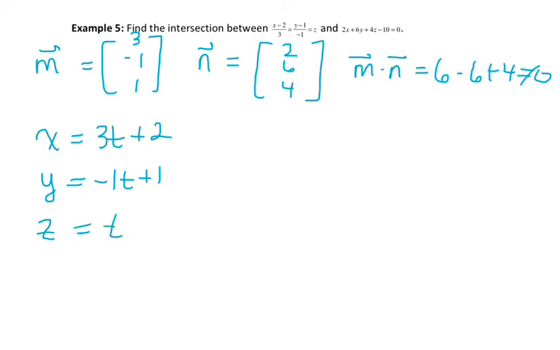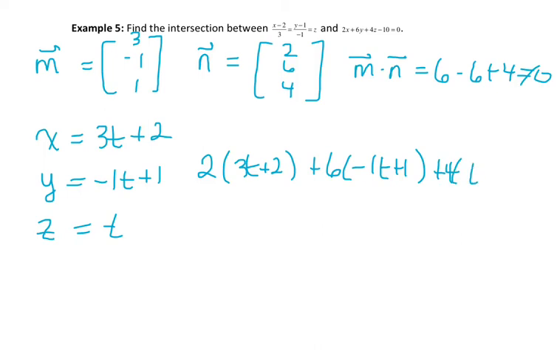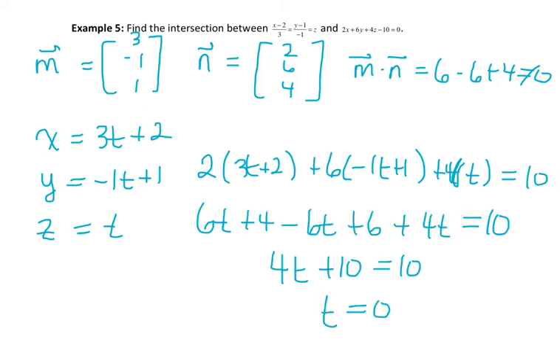I'm going to take those, plug them into the equation of the plane, because there should be a point on my plane. -1t plus 1 plus 4t, that already looks like a t, equals 10. So I'm going to pause and solve. I got a t value of 0. Let's see if that makes sense.